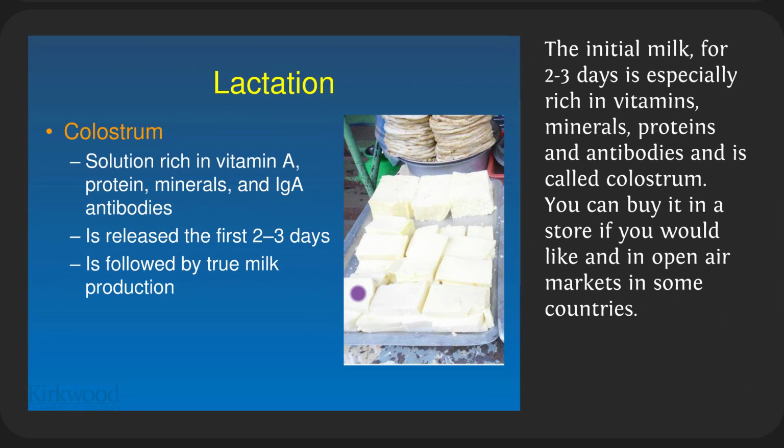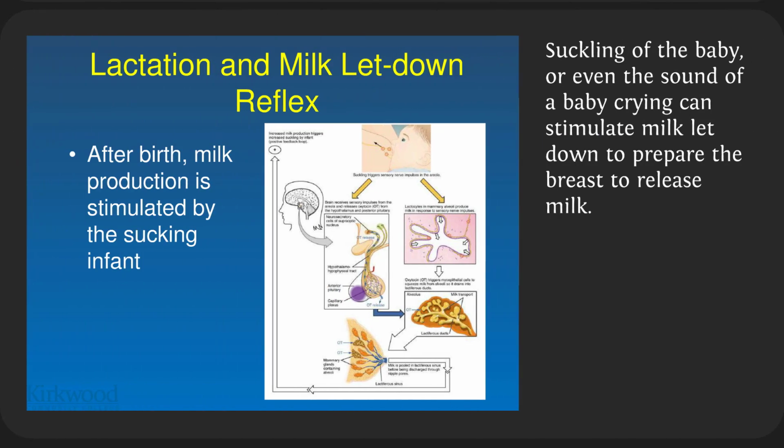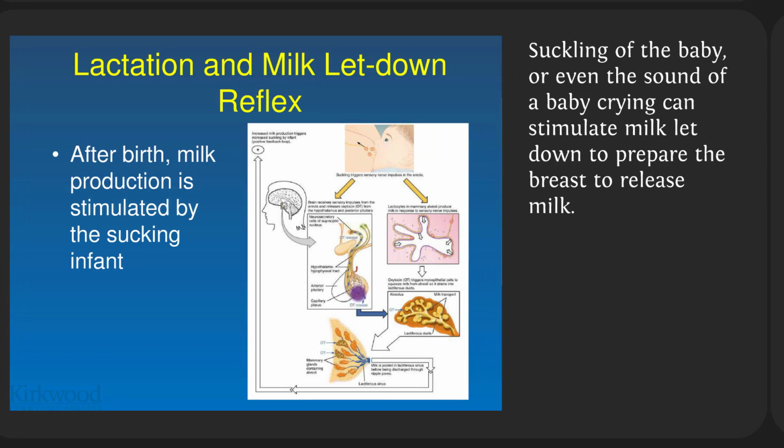The initial milk for 2 to 3 days is especially rich in vitamins, minerals, proteins, and antibodies, and is called colostrum. You can buy it in a store if you like, and even in open-air markets in some countries. You can buy it in pill form in the States. It's bovine colostrum, though. Suckling of the baby, or even the sound of a baby crying, not even that mother's particular baby, can stimulate milk letdown to prepare the breast to release milk.